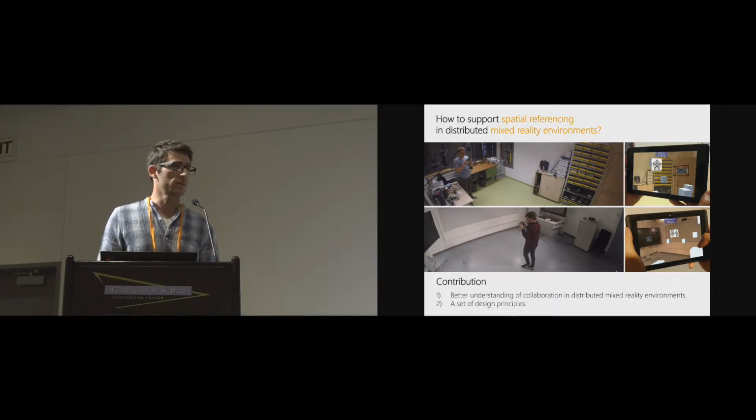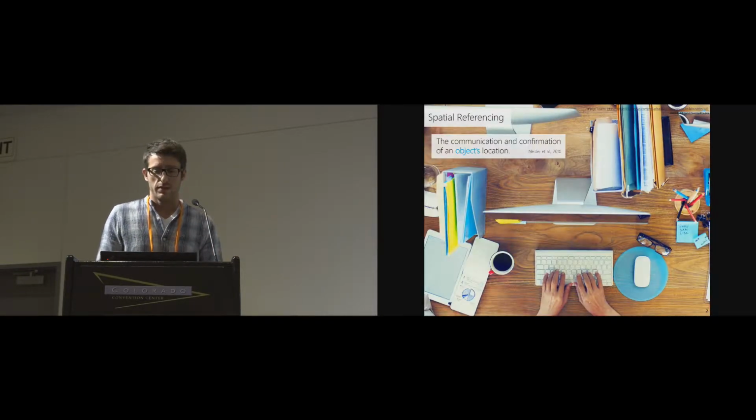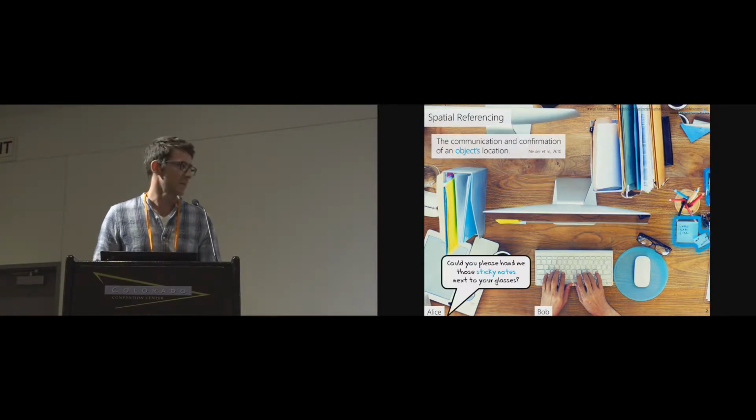But what actually is spatial referencing, you may wonder? It can be defined as the communication and the confirmation of an object's location. To give you a brief example, let's assume there are two persons sitting at a table. One is Alice, one is Bob. Alice asks, "Bob, could you please hand me those sticky notes next to your glasses?" And Bob confirms. That would be an example of successful spatial referencing. It's a pretty everyday task that we do.